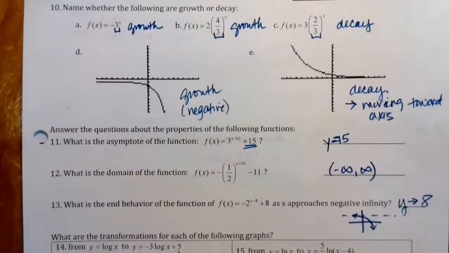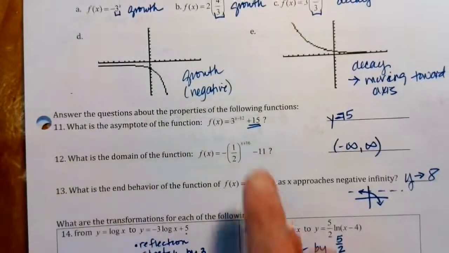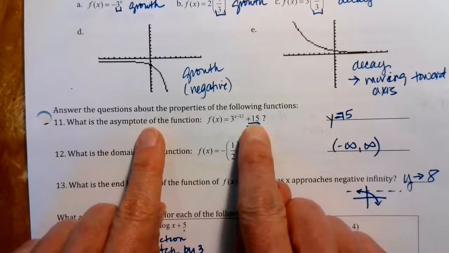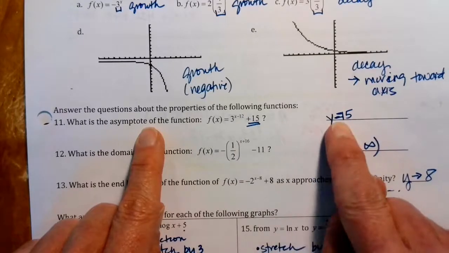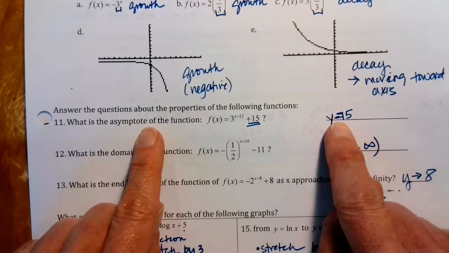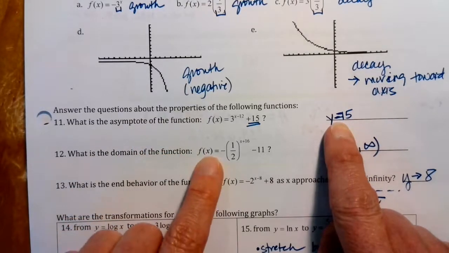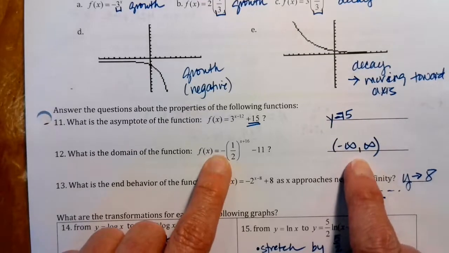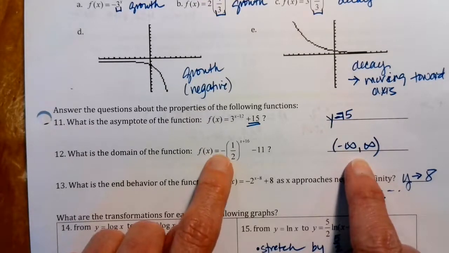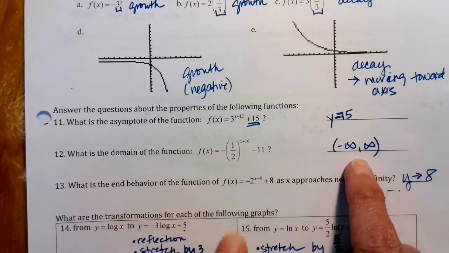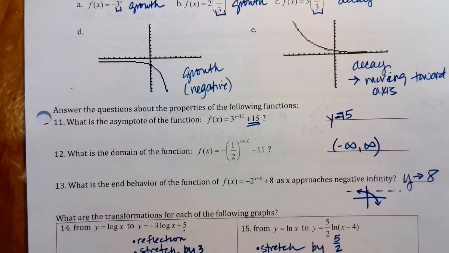All right, so when we look at these short answer questions, we're just looking at transformations. My asymptote is determined by my vertical shift. So that horizontal line at 15 is going to be where this graph approaches, snuggles up to, never quite reaches. Anything can go into an exponential function. So even though it's negative, even though it moves to the left 16 and down 11, nobody cares. For an exponential function, your domain is all real numbers.